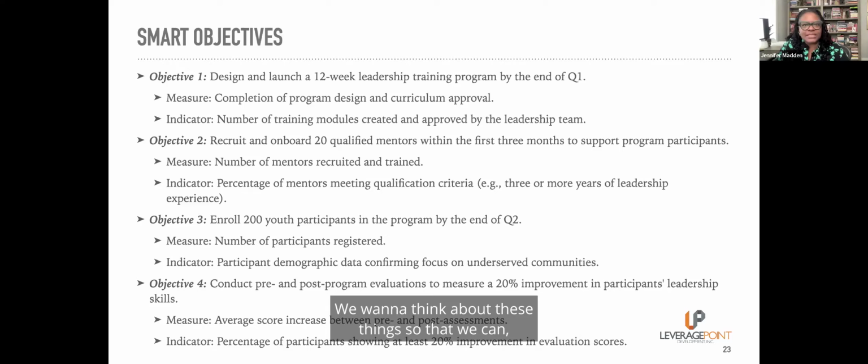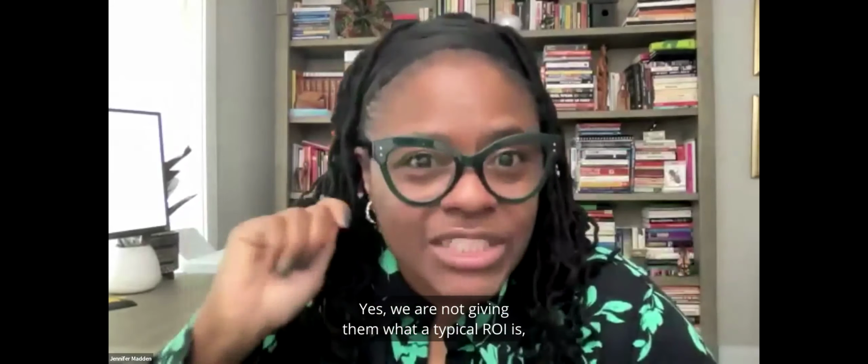We want to think about these things so that we can track our results and measure our results, because we need to gain capacity and skill around measurement and evaluation, because funders are going to want to know what their investment went towards. And you want to demonstrate that you are good stewards of resources and you know how to measure and evaluate progress. All right. Questions, comments? Yes, SROI. We can deal with those numbers. We're not giving them what a typical ROI is, but that social return on investment, we're all about that business.